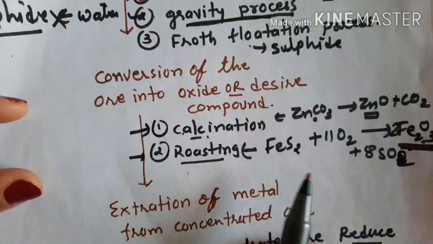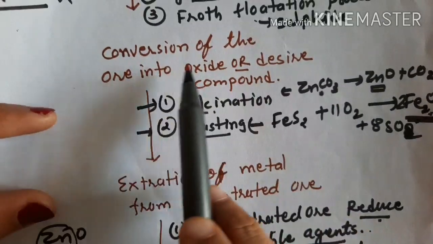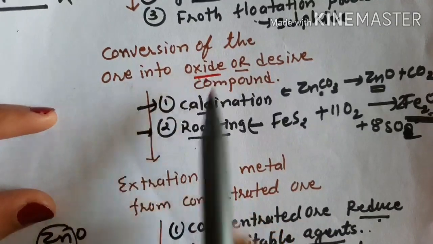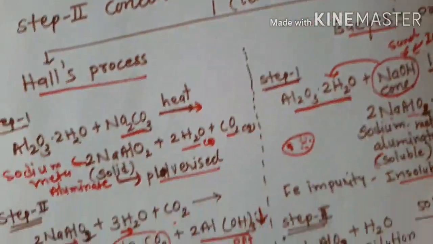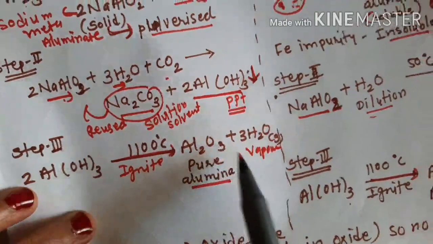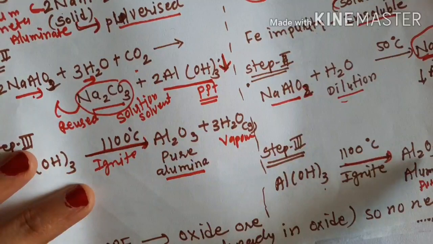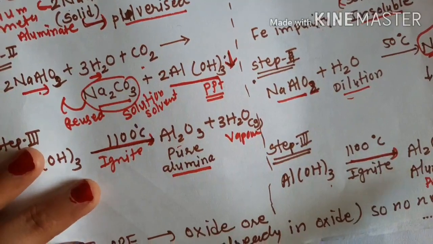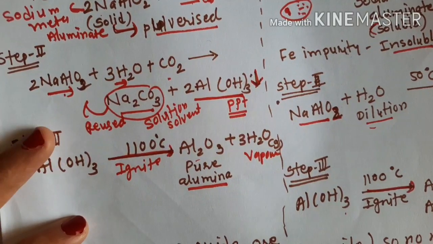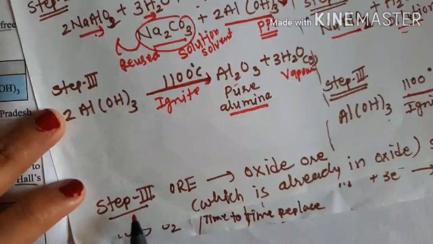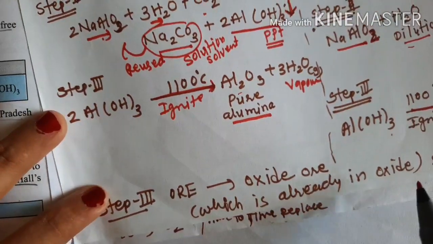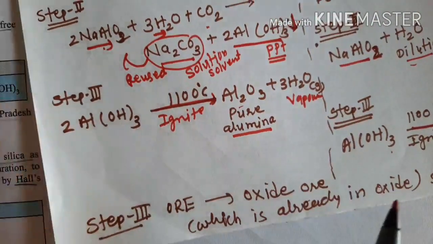Now after concentration, what is the process? The conversion of the ore into oxide. But here you can see that the ore is already present in oxide form, Al2O3. Here also Al2O3 is already present in oxide form. So this step is not needed. The step number 3, which is converting the ore into the oxide ore, is already done, so no need to do this process.